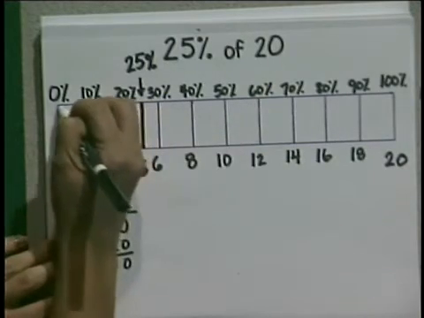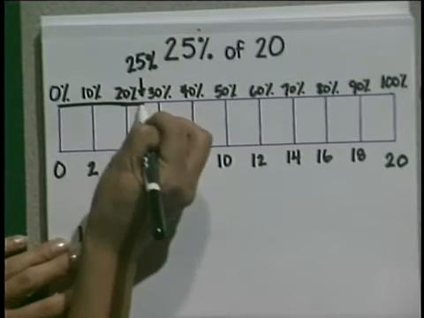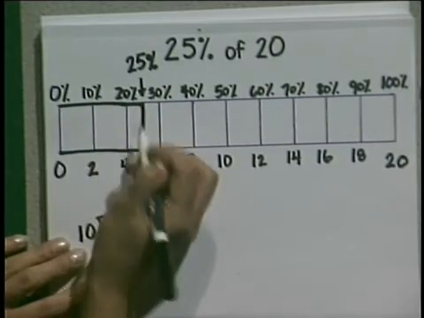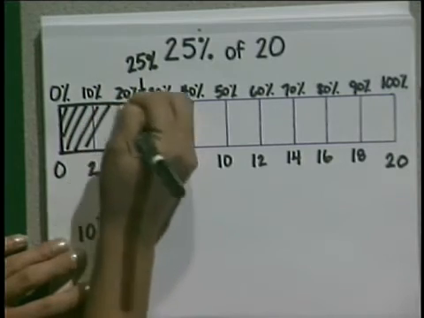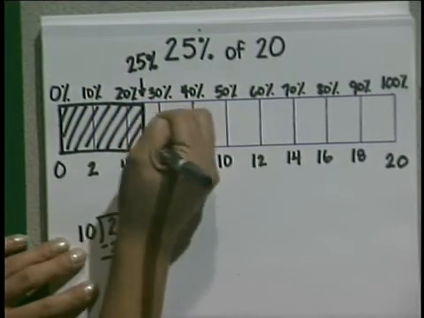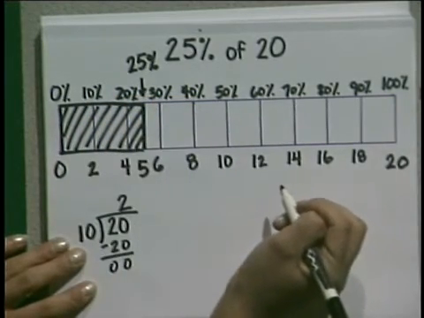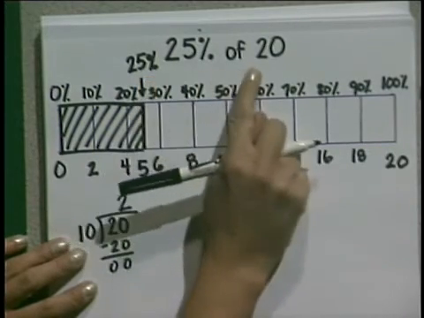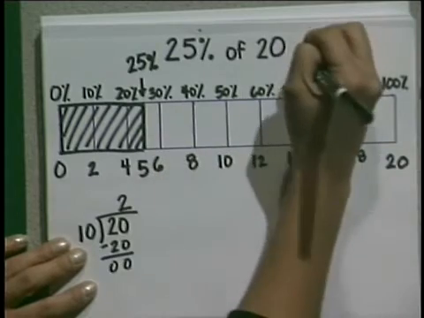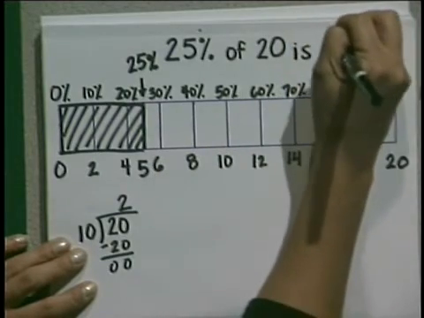So if I'm trying to find out what 25% of 20 is, and I'm shading in my model up to 25%, I find that 25% of 20 is 5.